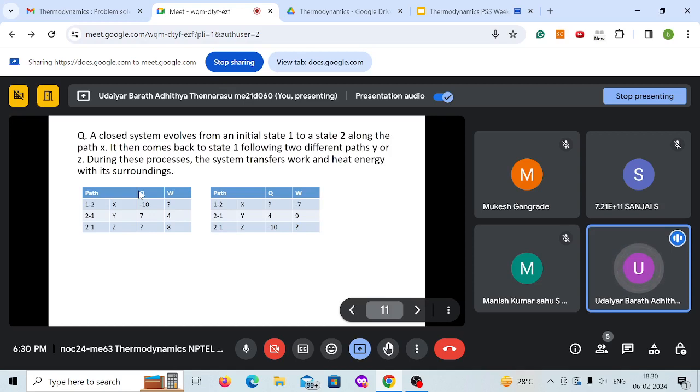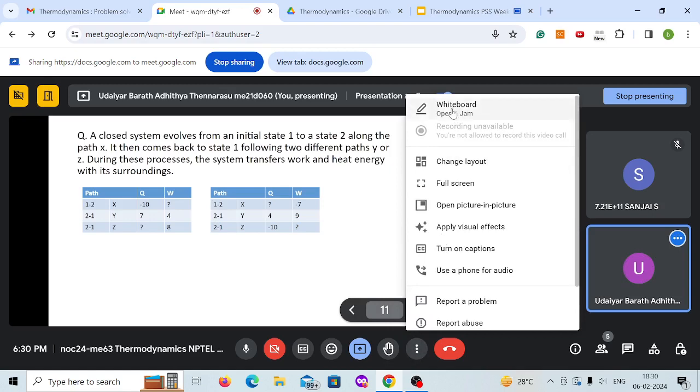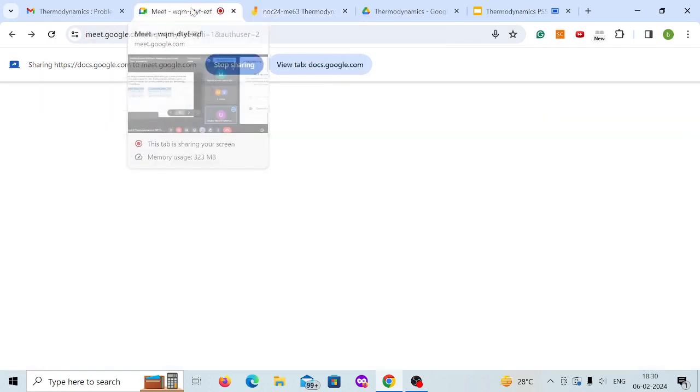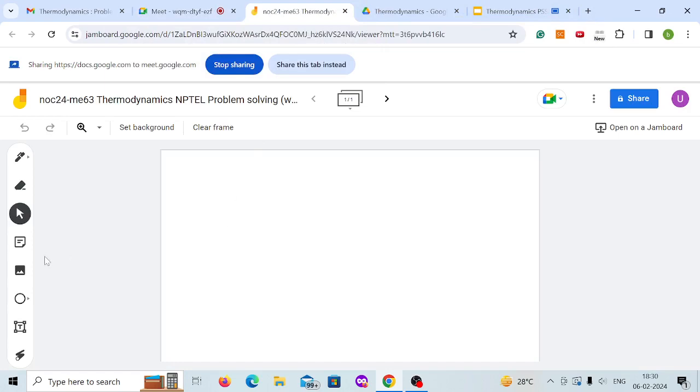It's coming from 1 to 2 along x and then going from 2 to 1 along y. So now the net work transfer should also be equal to minus 3. So we'll assume this 1 to 2 W, so W plus 4. So your W will come out to be minus 7. It's just a simple expression. I think I'll have to write it somewhere again. So minus 10 plus 7 equals W plus 4.